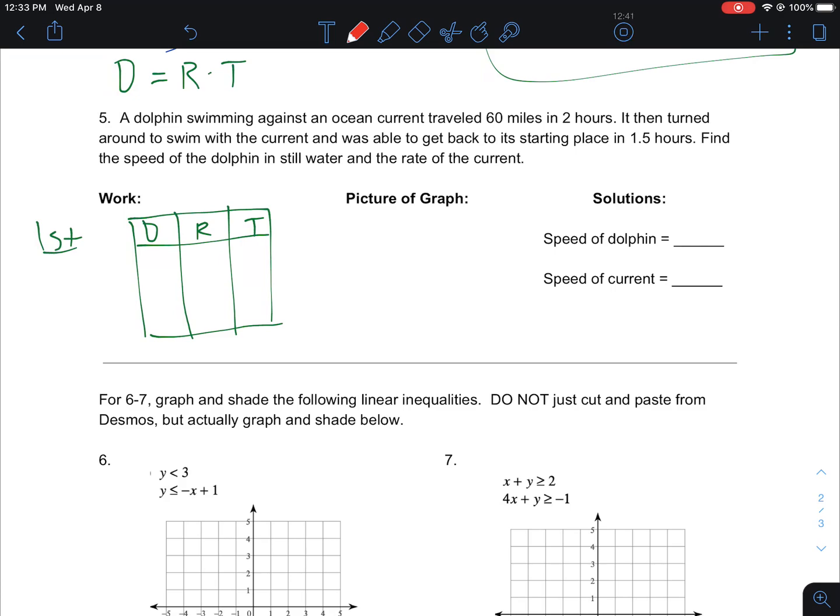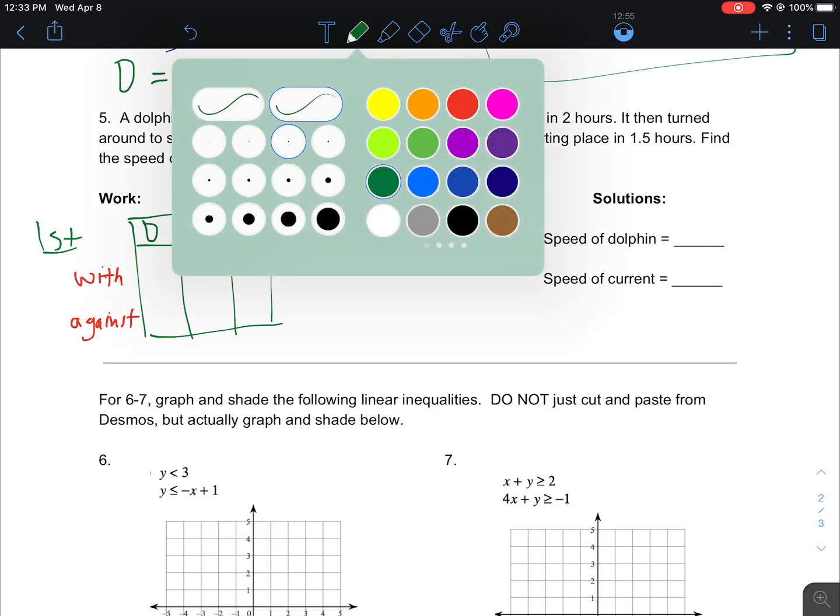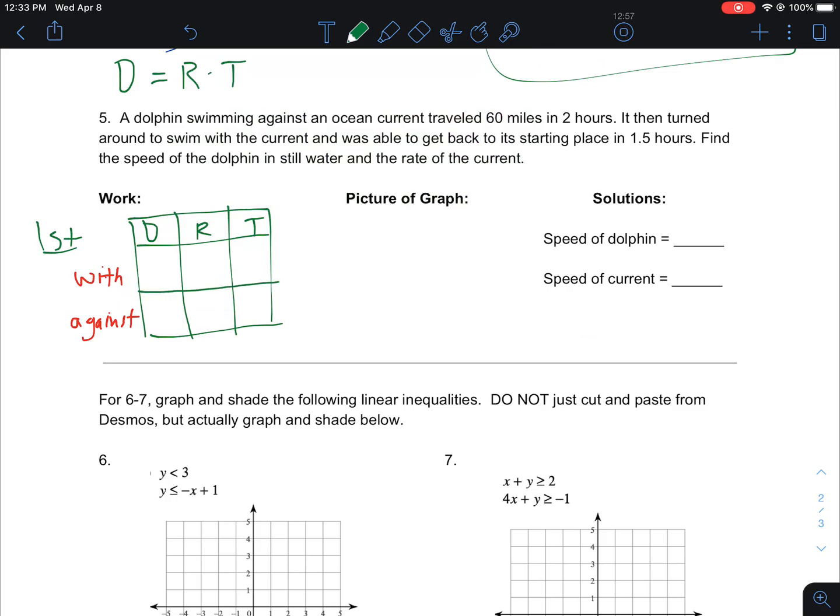All right, so in this case, I'm going to write with the current up here and against the current down here. You could have written against first. This is just the way my brain thought to write it. And let's write down the information we're given in this problem.